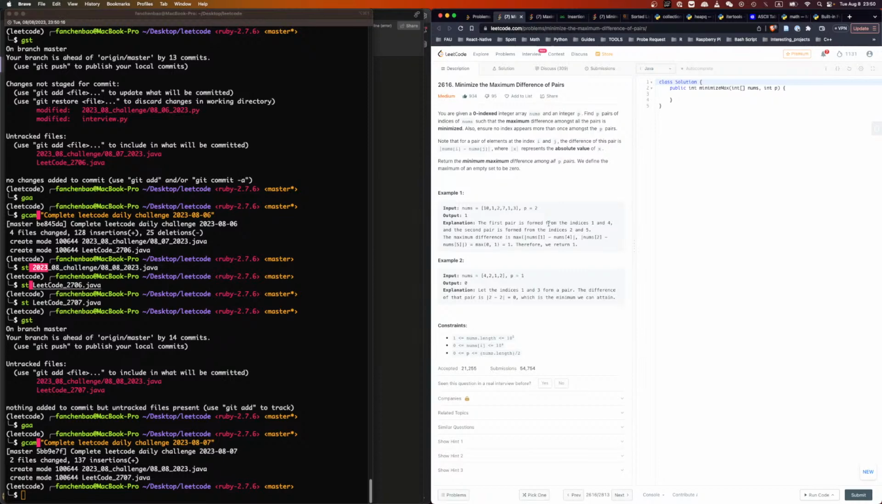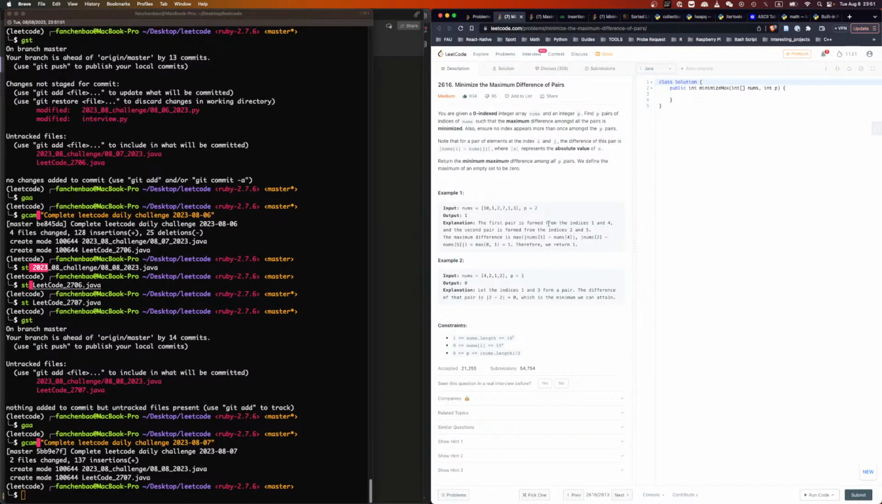Alright, what is this? Given a zero-indexed integer array nums and integer p, find p pairs of indices of nums such that the maximum difference amongst all the pairs is minimized. Also, ensure no index appears more than once amongst the p pairs. Okay, we've done this before. Find p pairs of indices so that the maximum difference among all the pairs is minimized. Also, ensure no index appears more than once among the p pairs.